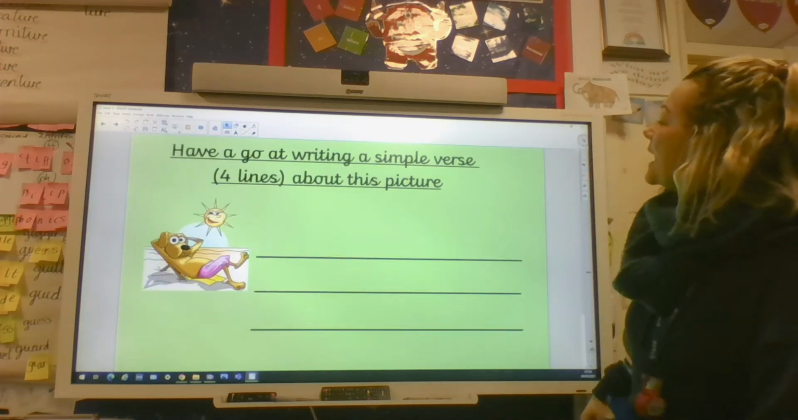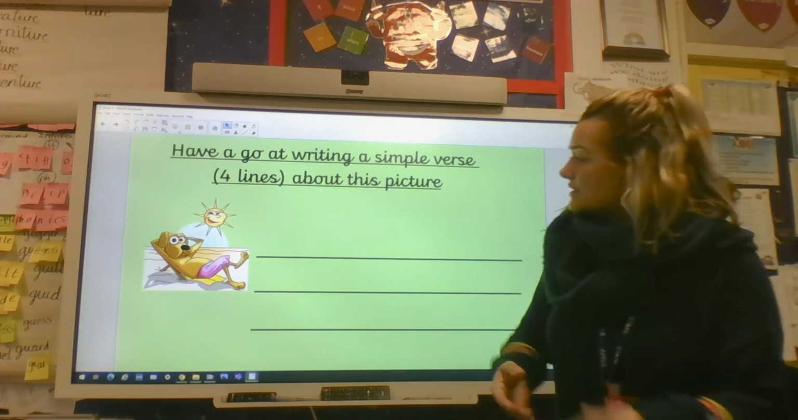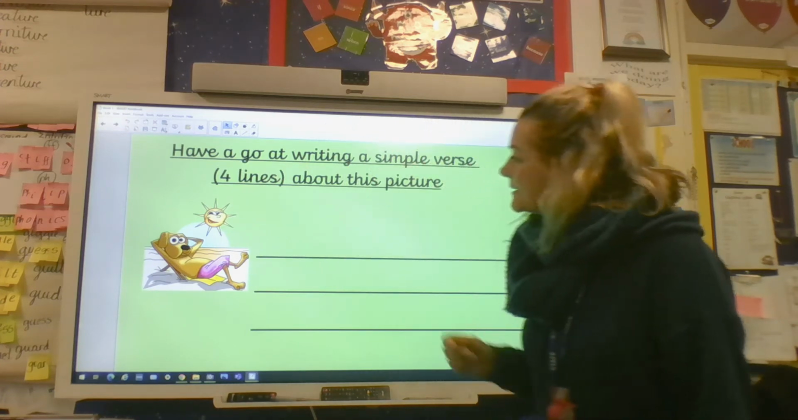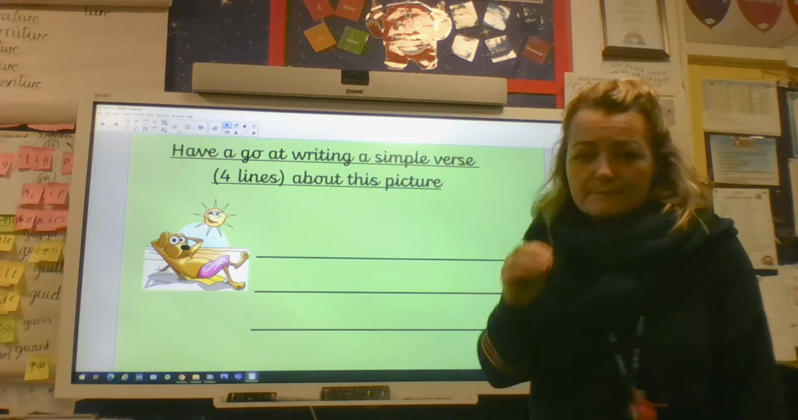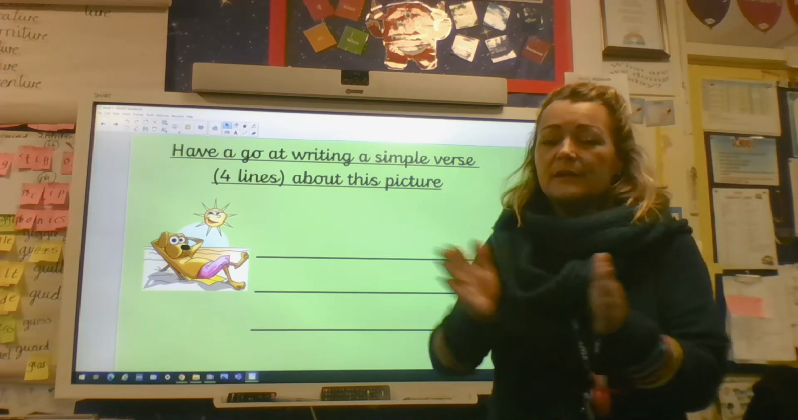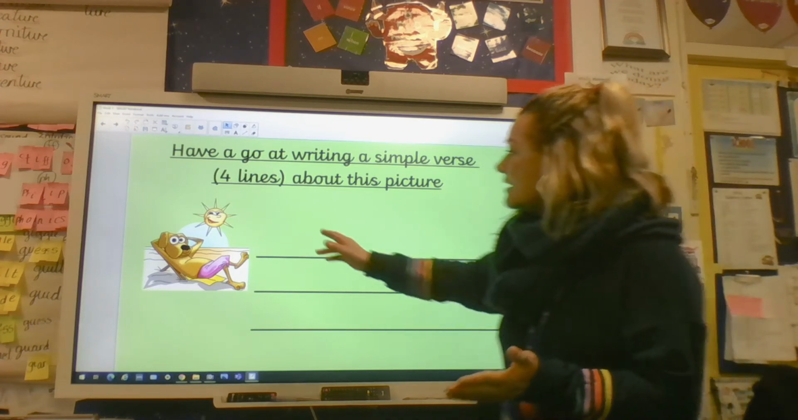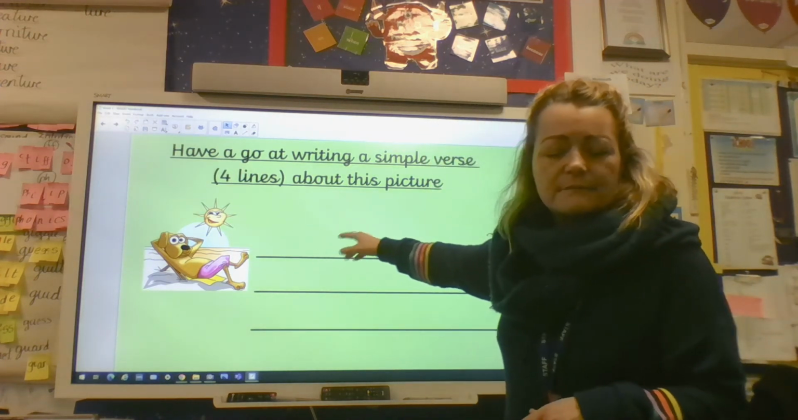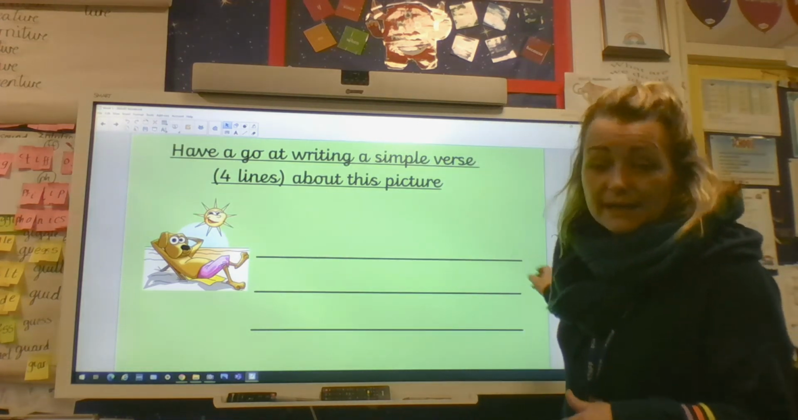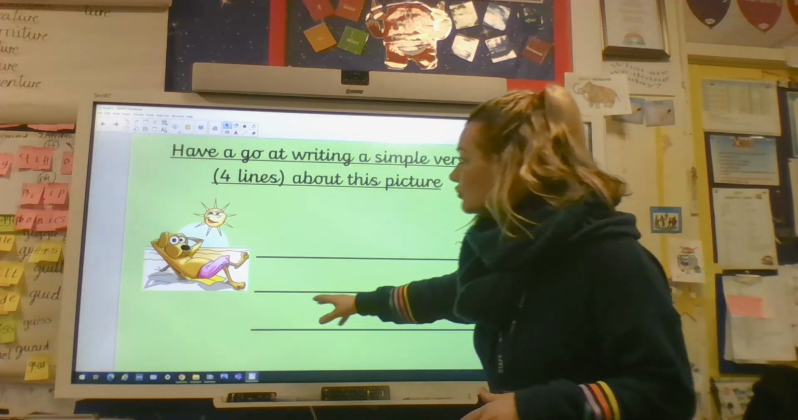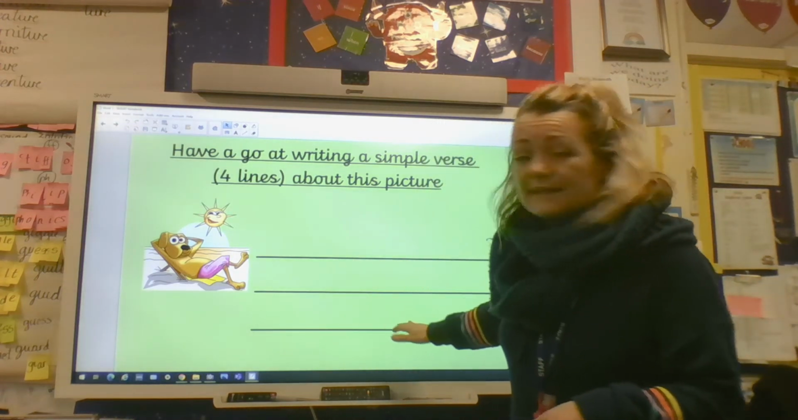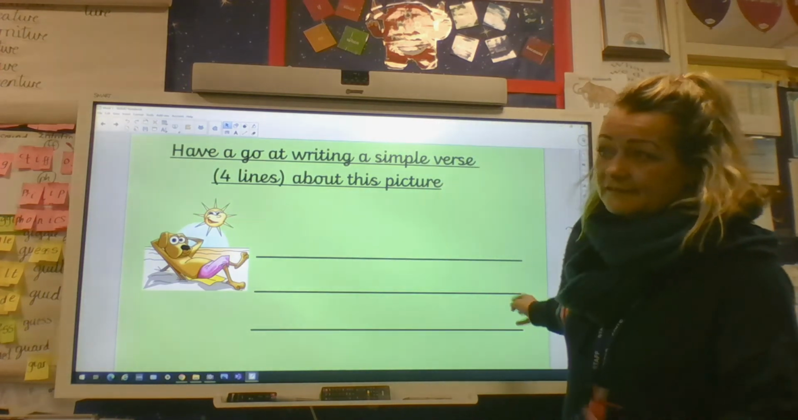I think you can. And then I thought, well, if you look at this picture, this dog having a lovely time, just relaxing on a beach, the sun is shining, can you have a go at writing a simple verse of just 4 lines about this picture? And it could be really simple. It could be something like, the dog sits comfortably on the seat, all he can think about is something to eat, the sun shines warm and bright, when we look at it now, oh what a sight.